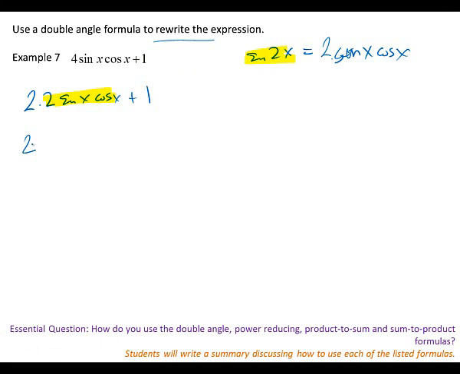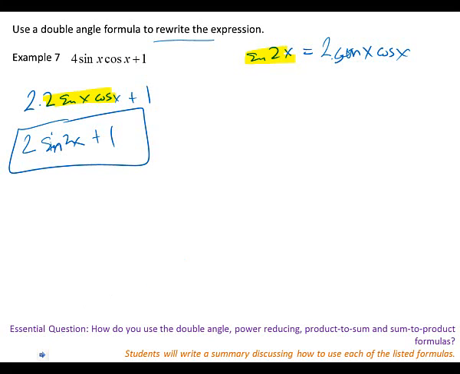So 2 from the original, sine 2x plus 1. That says 2 sine 2x plus 1. That's it. That's all they're looking at you doing. Okay, and that's 2x not squared.